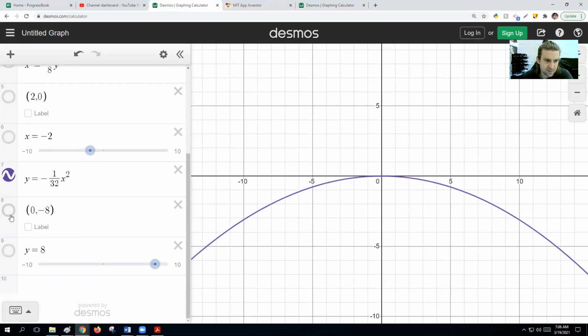Let's look at this third example here that's upside down. We got y equals -1/32 x squared. The focus of that would be 0, -8, and the directrix would be y equals 8. Okay, pause the video and see if you can find the correlation.